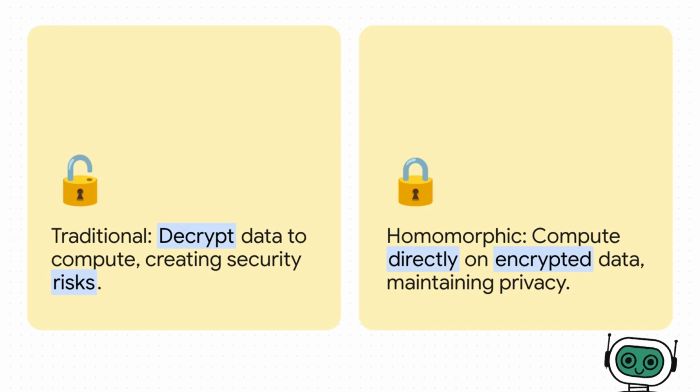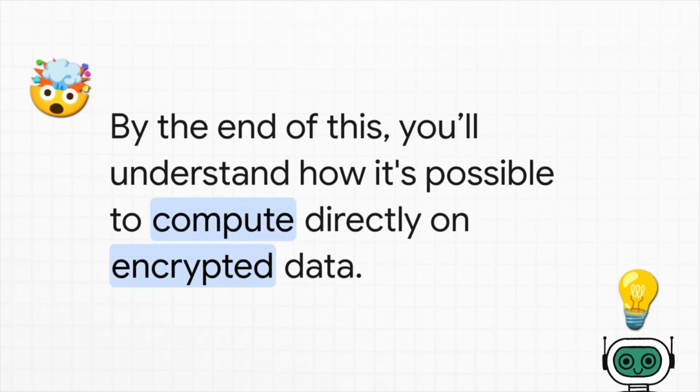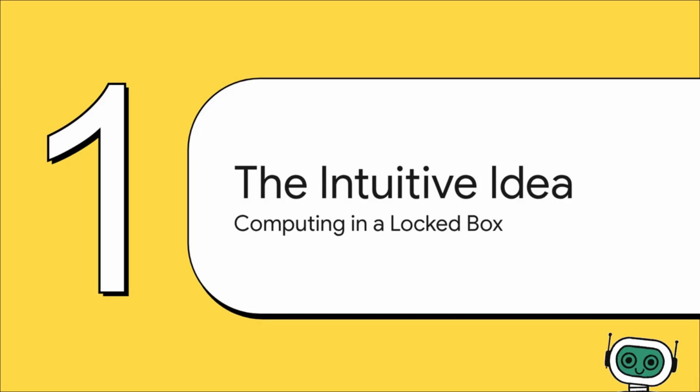The alternative with homomorphic encryption is much cleaner. You just never decrypt the data in the first place. And in the next few minutes, you'll understand exactly how we can pull that off. Let's start with the core intuition, and the best way to do that is with an analogy.